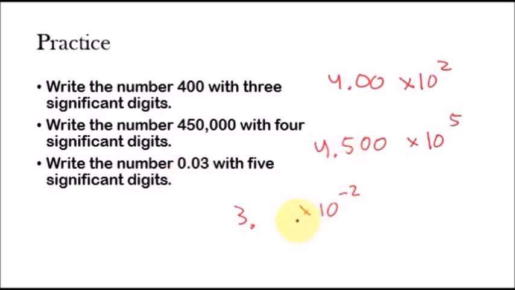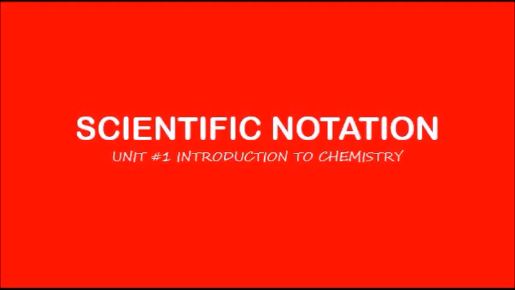Now we want to express it with 5 significant digits. We already have 1, so we'd write 4 more trailing zeros like this in order to get the 5 significant digits that we want. So that's how we use scientific notation. It's as simple as that.